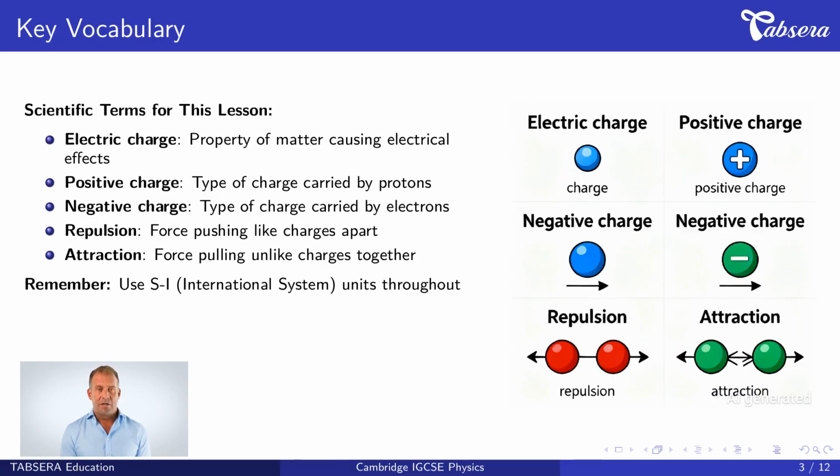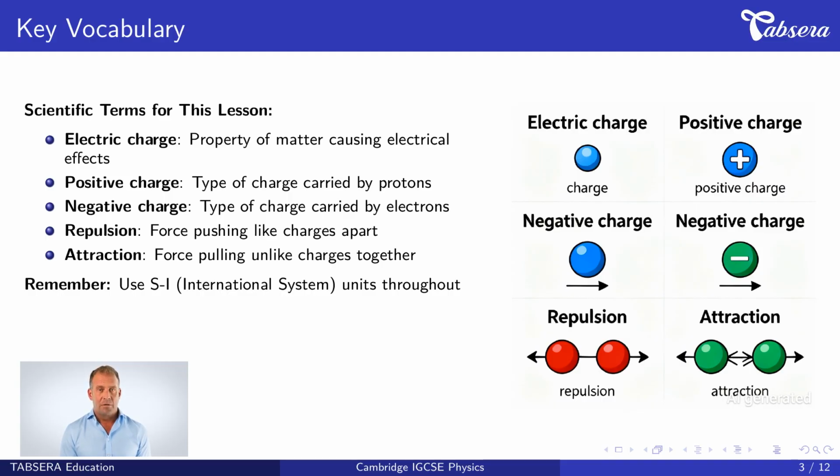First, electric charge, which means a fundamental property of matter that causes electrical effects. All electrical phenomena result from electric charge. Second, positive charge, which means the type of electric charge carried by protons in atomic nuclei. We represent positive charge with a plus symbol. Third, negative charge, which means the type of electric charge carried by electrons. We represent negative charge with a minus symbol.